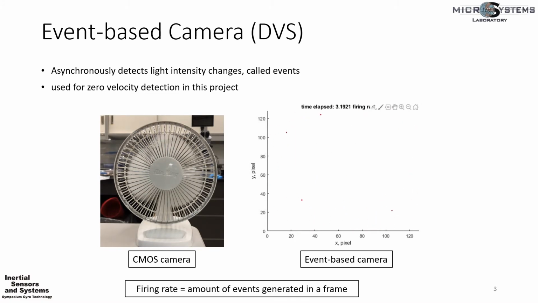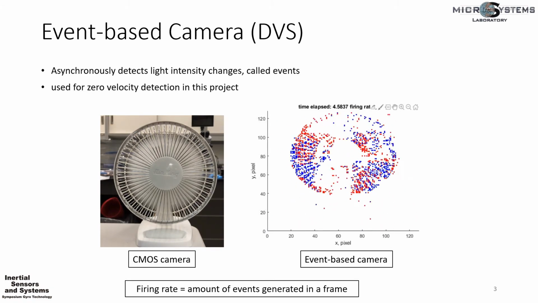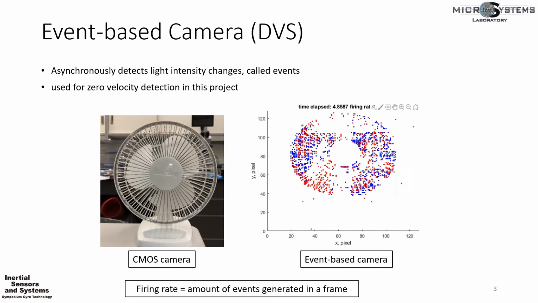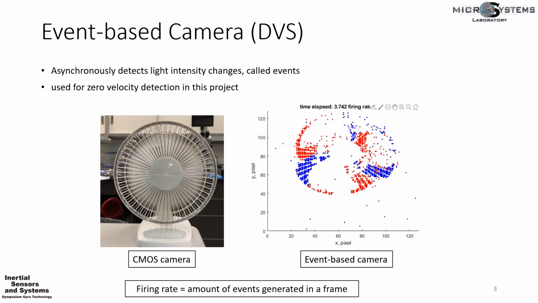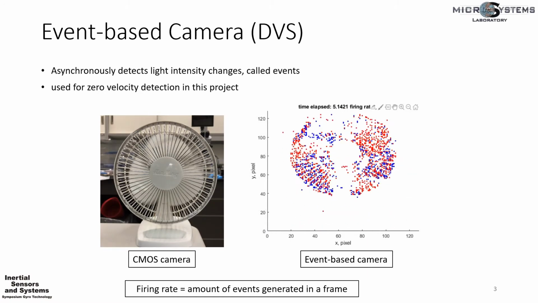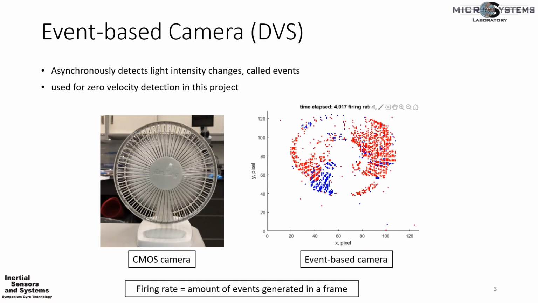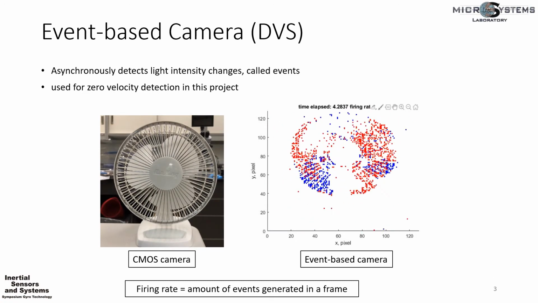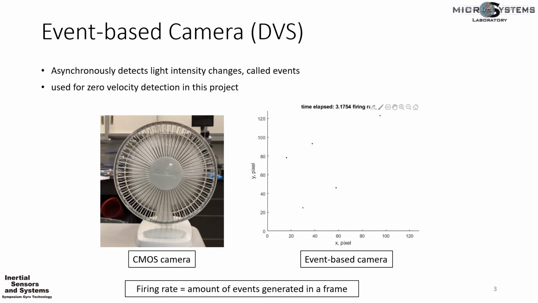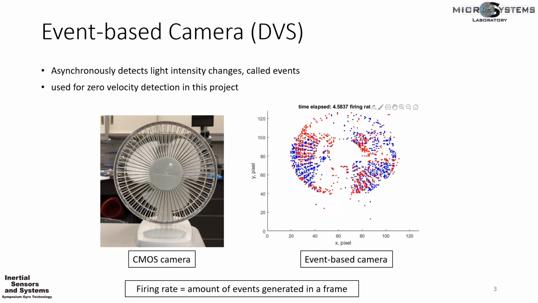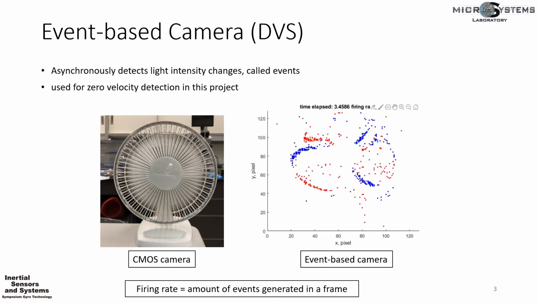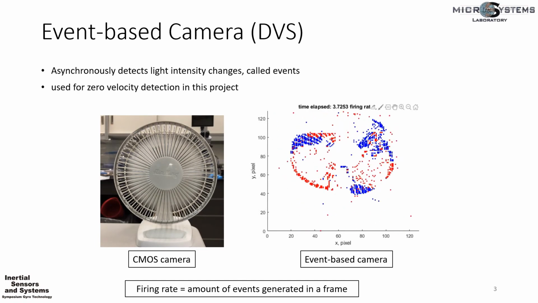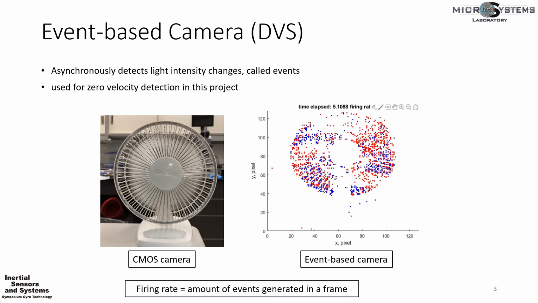Each of the red and blue particles indicates an event. The video on the left-hand side shows the same experiment recorded by a traditional CMOS camera. One thing to notice here is that the DVS generated more events when there was motion inside the field of view, and less events when there was no motion. The total number of events generated in a frame is defined as the firing rate. With this definition, we can say that the firing rate increases when DVS detected motion and decreases when no motion is observed. In this presentation, we use the DVS firing rate to enhance the performance of zero velocity detection.